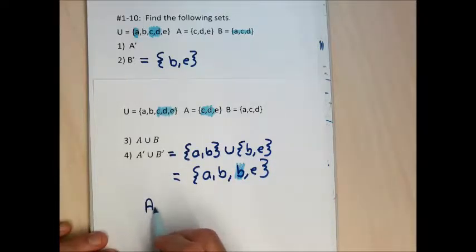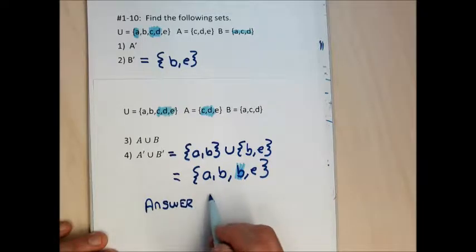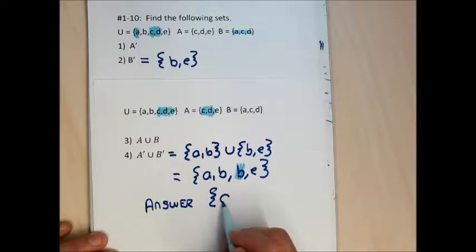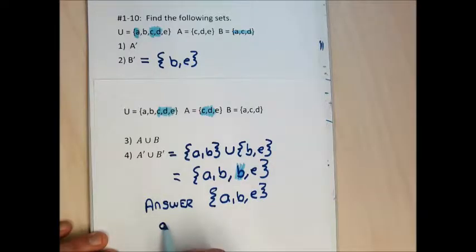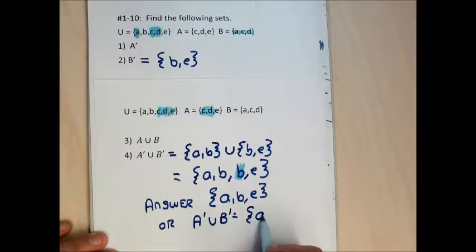When I go to write my answer, I usually would just write the set down that has been created without the problem written next to it. So my answer would say it's the set that contains A, B, and E. But I absolutely could have said the A complement union B complement is the set that contains the letters A, B, and E. Those would be equally correct.